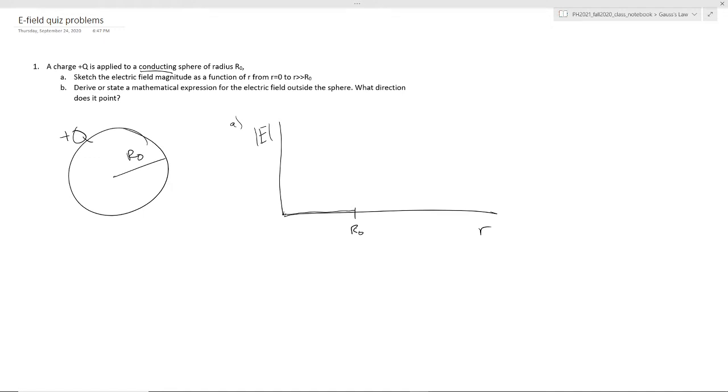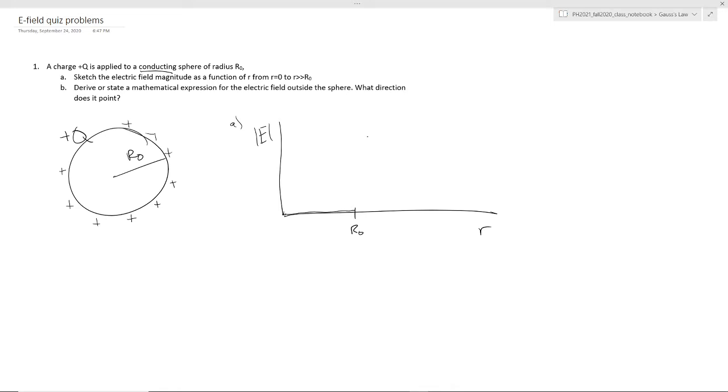So what's going to happen is the charge, since it's free to move, is going to accumulate all on the surface. You can think of it as the charges trying to get as far away from each other as possible, so they're going to end up on the surface. And so there will be no electric field on the inside.